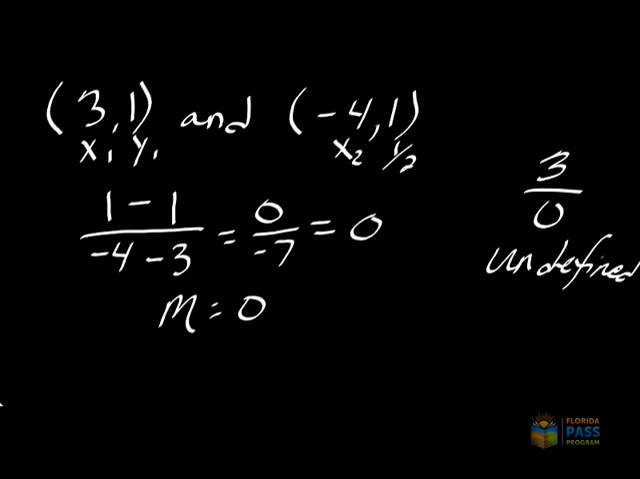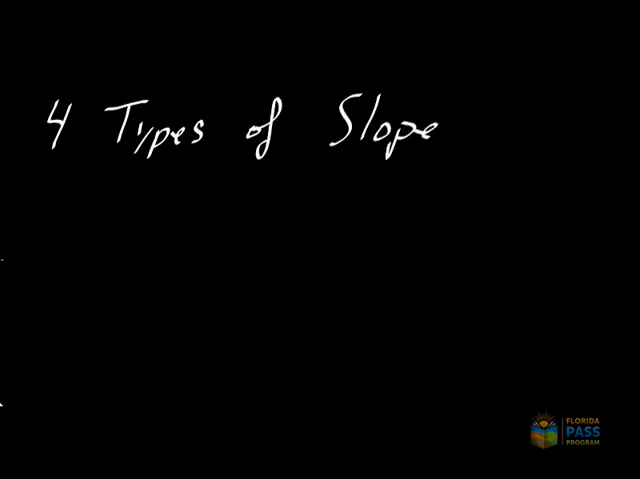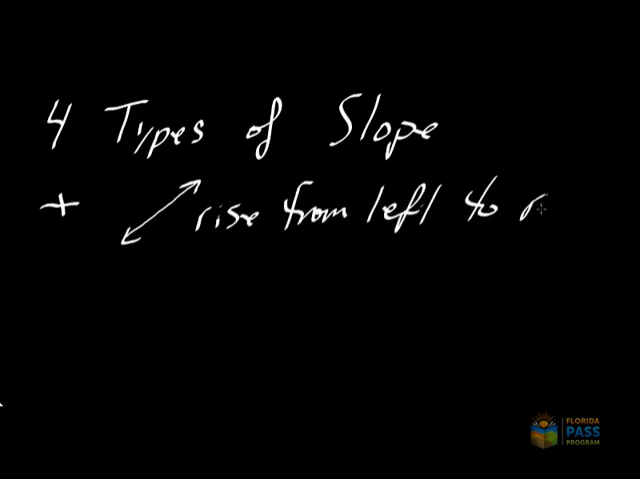You have four different types of slope that you need to remember. I'm going to write them for you real quickly. The first type of slope are your positive slopes. Positive slopes rise from the left to the right. When you have a positive slope, very simple. The slope is always positive.